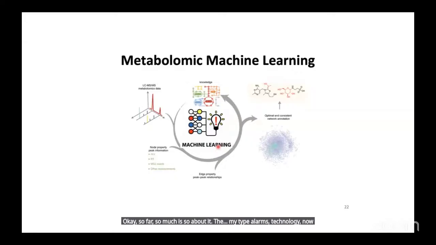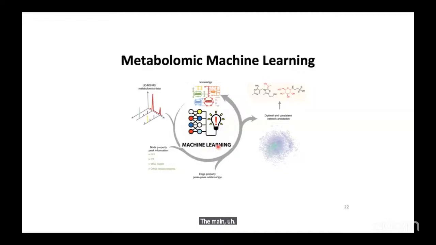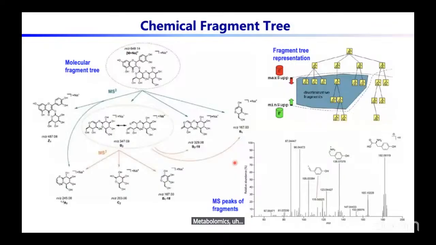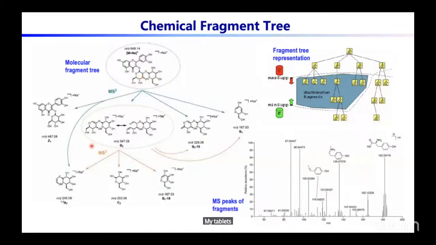Now we want to jump into the main topic of our lecture series, right? The AI. So first we look at the machine learning part of metabolomics. Remember that we talked about how metabolomics works by breaking up the metabolites into smaller pieces. And so this is the question: where and how much the metabolites are fragmented.